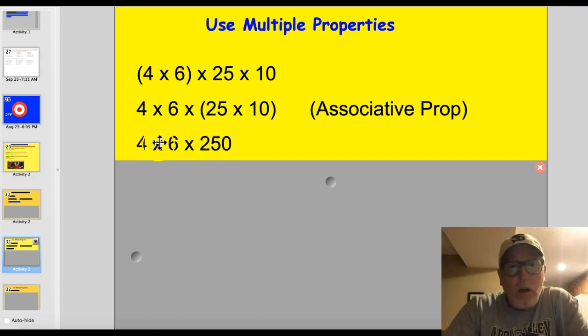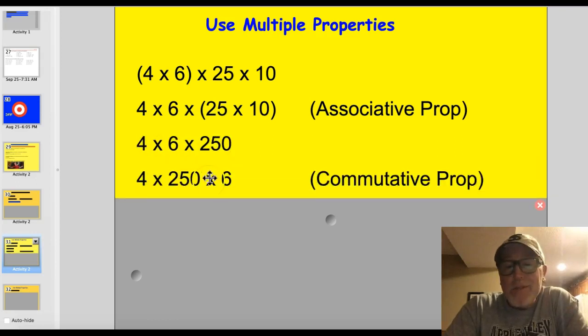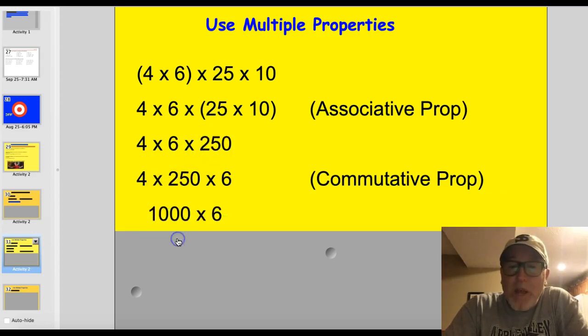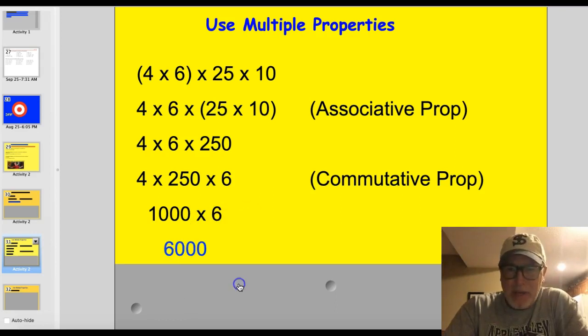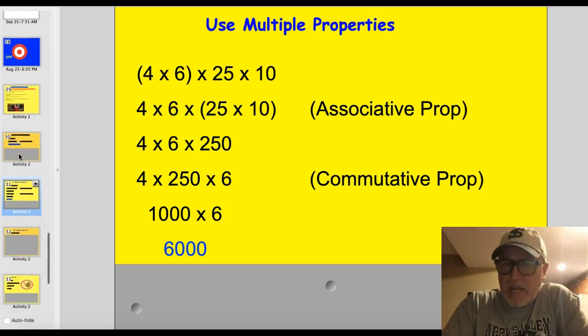Okay, well, I don't know what 24 times 250 is, but I can use the commutative property and move that 250 over here, and I know that 4 times 250 is 1,000. Then I have 1,000 times 6. Slam bam, thank you, ma'am. 6,000. I used multiple properties to solve that. I did not use a calculator.